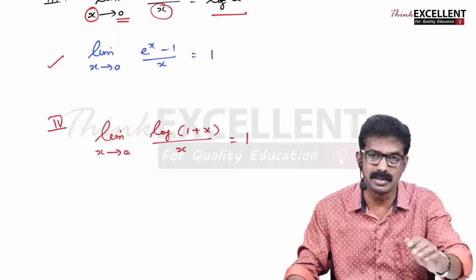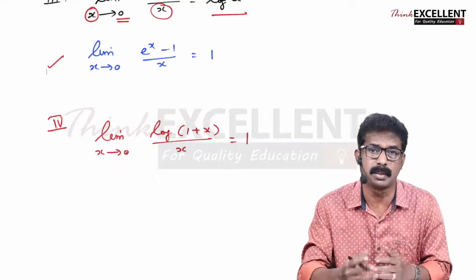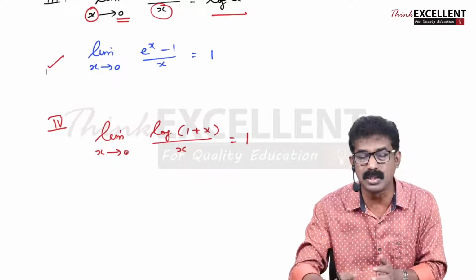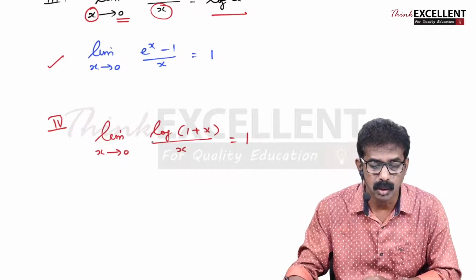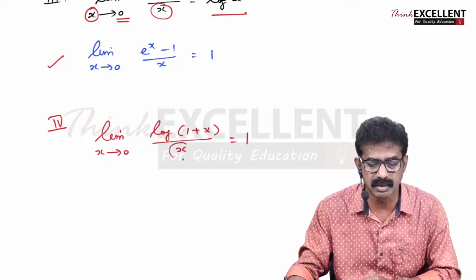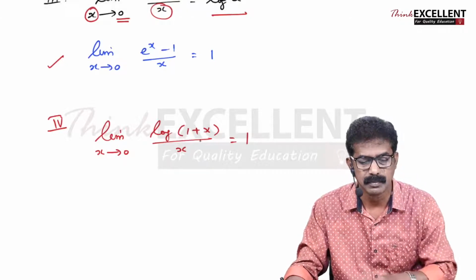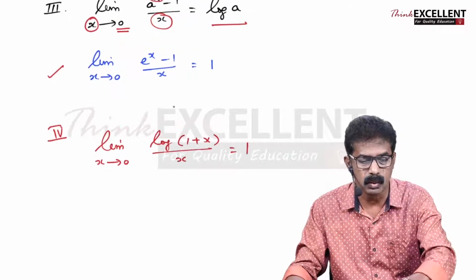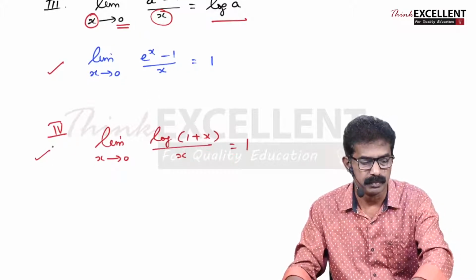Next one, limit x tends to 0. So again limit x tends to 0 only. If they give infinity, you take the reciprocal. If we give some substitution, you convert it into tends to 0. So limit x tends to 0, log of 1 plus x, whole divided by x. This x is for the entire numerator, okay? Log 1 plus x by x. Here again the answer is what? 1. So this is the exponential and this is the logarithmic limit.